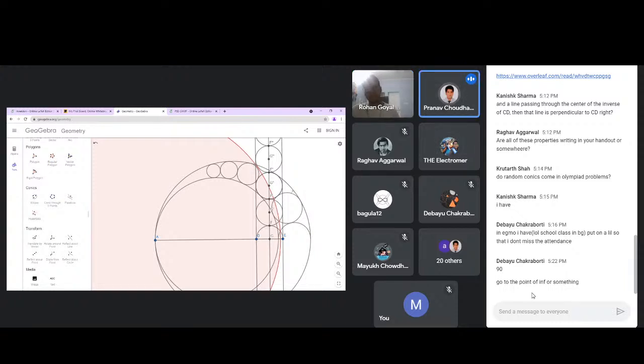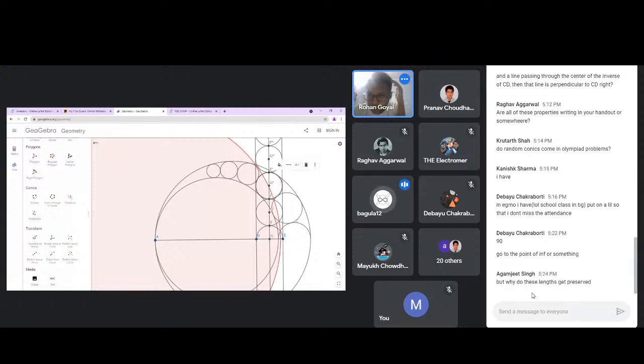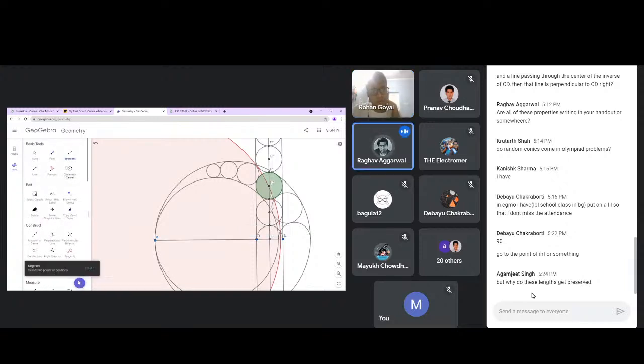If R is the radius of this circle, let's say the green circle, I say R is its radius, okay? And I ask you what's the distance of its center to this line, AE. 4R.